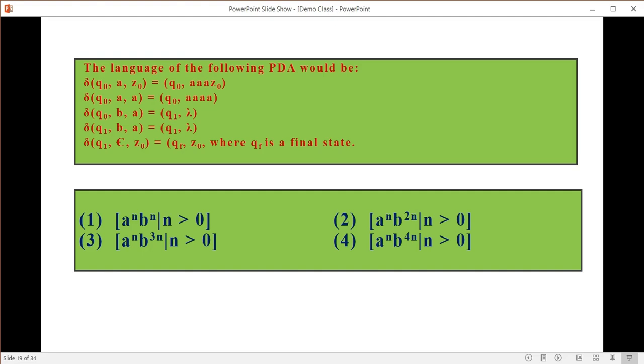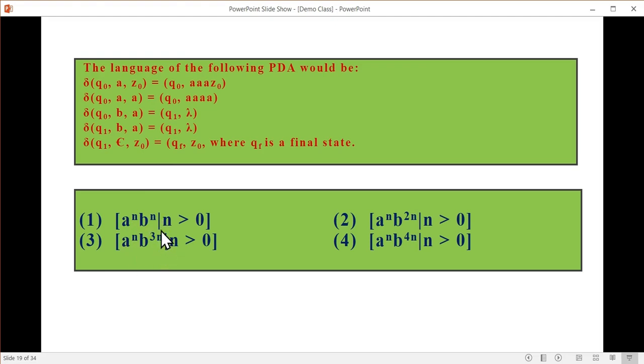For a single A itself, it inserts 3 A's. For every B value, one A is popped. So three A's are inserted for every A value. So the answer is a power n b power 3n. We can simply find this: when 3 power n, 4 power n, or 5 power n values are given, the value should be like this: 3 means 3 B's, 4 means 4 B's. That is the simple, small logic involved in this operation.